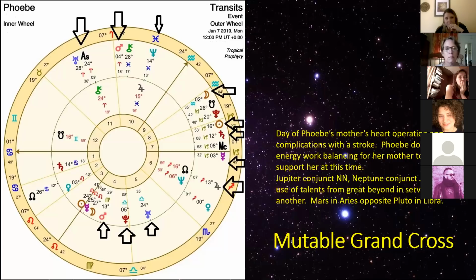We see that Mars is opposite the Pluto as well from the 10th to the 4th. Mars at that moment was in Aries, and Pluto, the natal Pluto in Libra, so that's cardinal energy. And, you know, a bit challenged to work through that from your mom's complications with the minor stroke. Yeah.